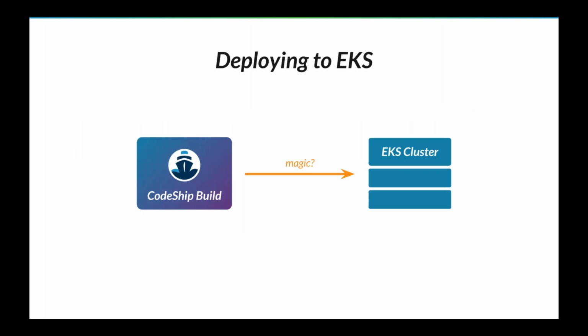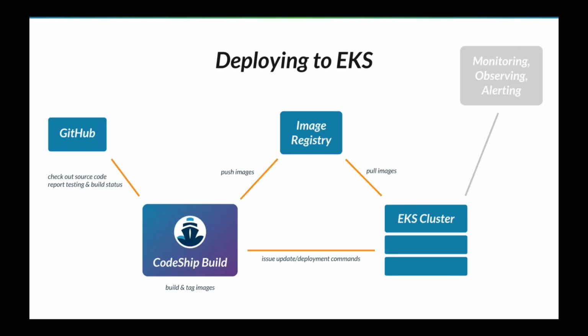So there's really no magic. You still have to deal with the image push and pull and everything else. If you're more of a visual learner, what I just described looks like this in practice. So CodeShip build is going to take your source code from GitHub or whatever SCM. It's going to build and tag the images. It's going to push them to a registry because you have to have them on a registry so that your EKS cluster can pull them down. CodeShip will then issue a command to update your deployment, or whatever kind of deployment strategy you have, against the cluster, and then the cluster can pull the images that you just pushed.